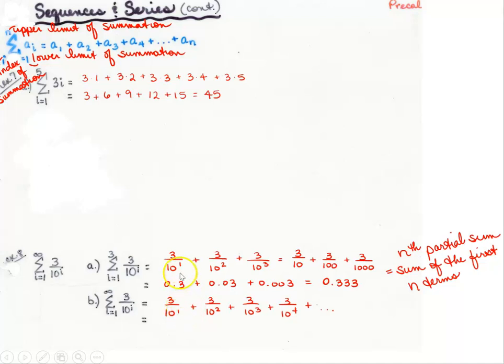So we already know when we put in 1, and then we put in 2, and then we put in 3. Let's keep going with that same pattern. We could put in 4, we could put in 5, 6, as many values as we need to. We also already saw that when we put in 1, we got 3 tenths. We put in 2, we got 3 hundredths. We put in 3, we got 3 thousandths.